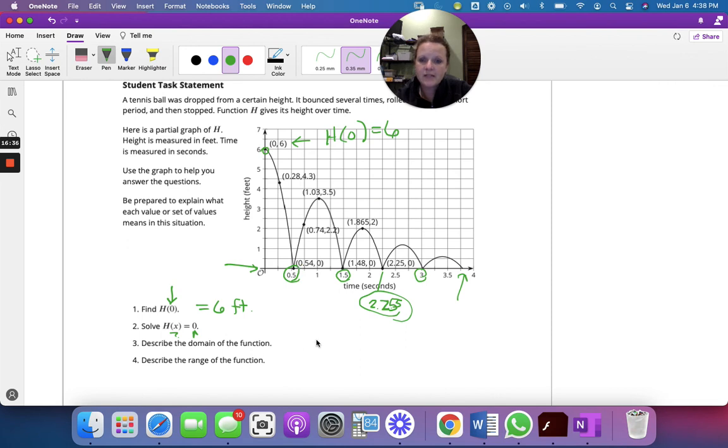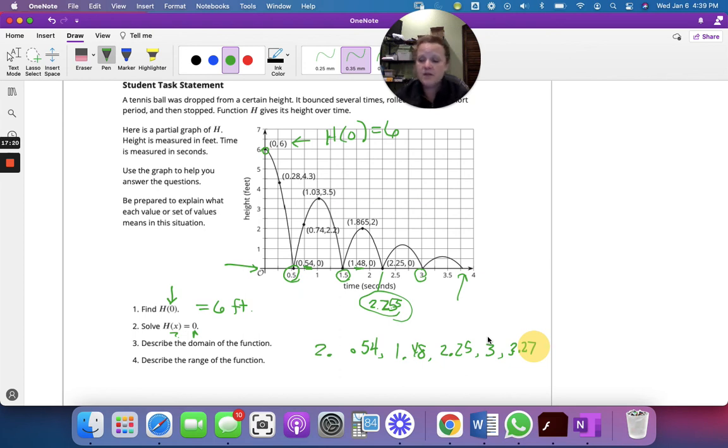All right, so h at 0, how do I want to write that answer though? So h at 0, solutions are 0.54. I'm reading it right there. 1.48. I read it right there. 2.25. 3, and I don't know, 3.27. Something like that. Okay? Those are all possible answers to that. Any one of them would be correct.